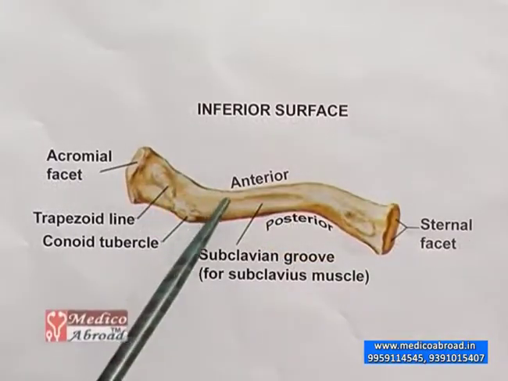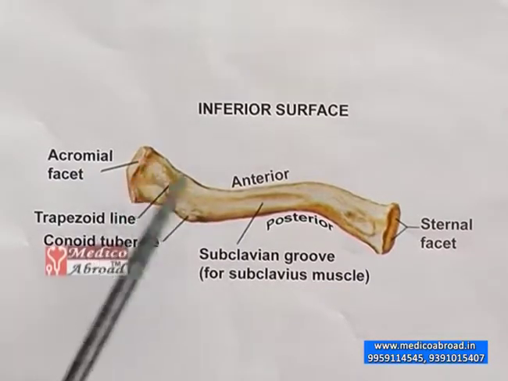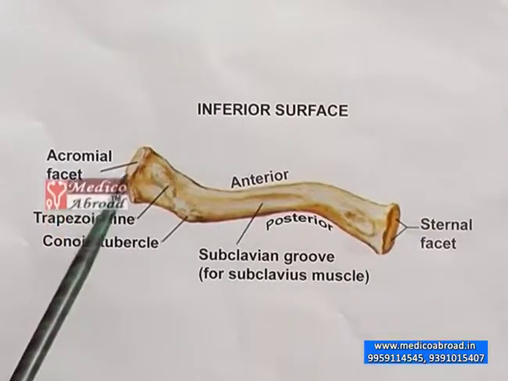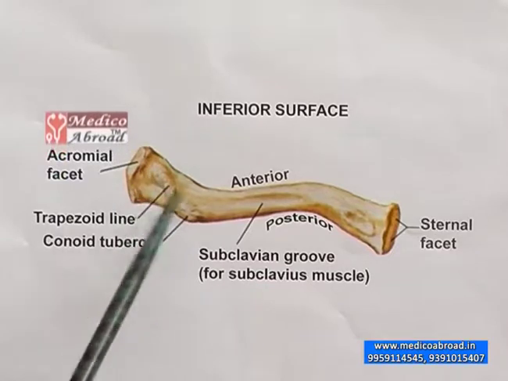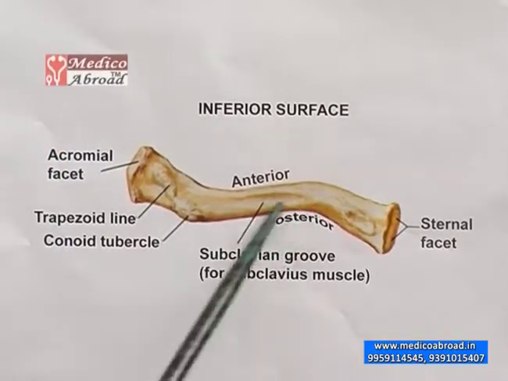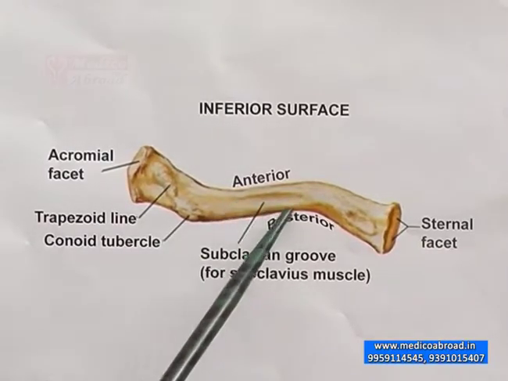This shows you the inferior surface of the clavicle. This is the anterior border, posterior border. This is the sternal end and the acromial end of the bone. This is called trapezoid line, conoid tubercle, subclavian groove. In this groove, there is insertion of the subclavius muscle.